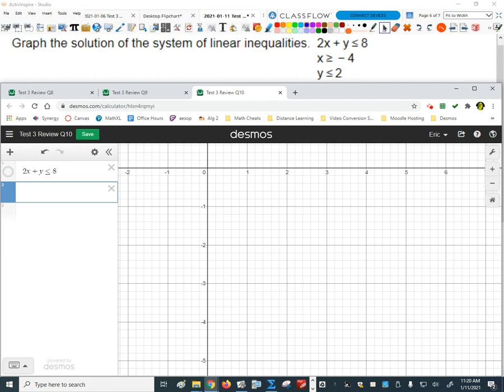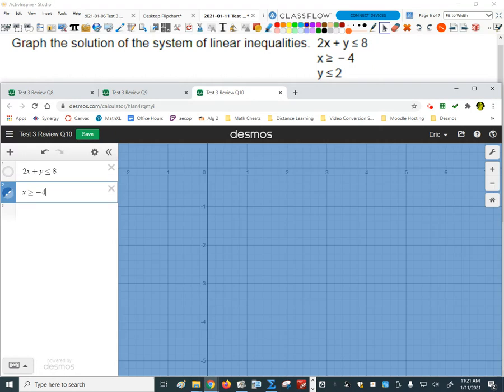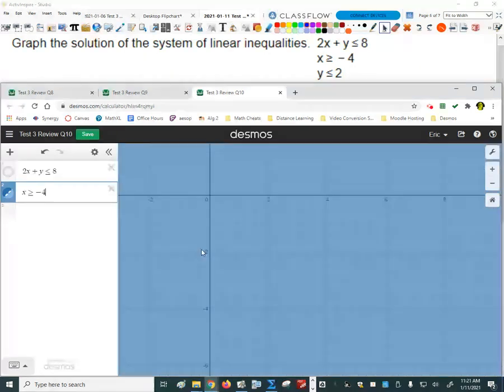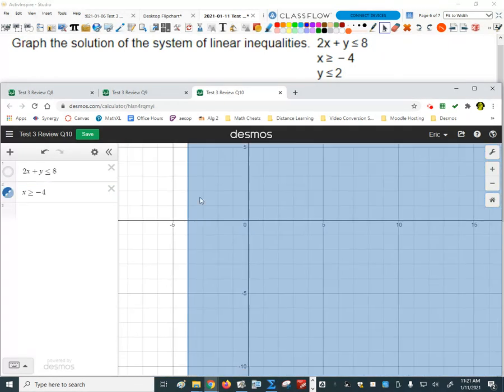It's vertical and it goes through negative 4, doesn't it? So we get x is greater than or equal to negative 4. And sure enough, there's our boundary line, right? A solid vertical boundary line. And we want the x values to the right of our boundary line because we want the x values that are greater than negative 4. On the x-axis, greater means to the right, doesn't it? The bigger the number, the further to the right it is. Very good. So there's our second one.